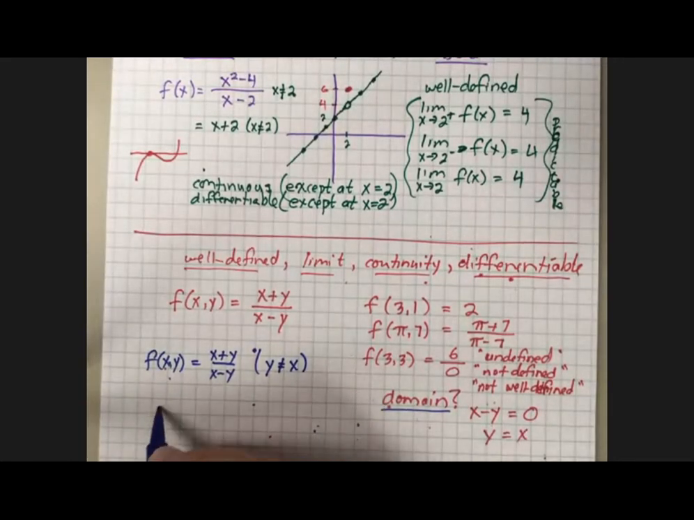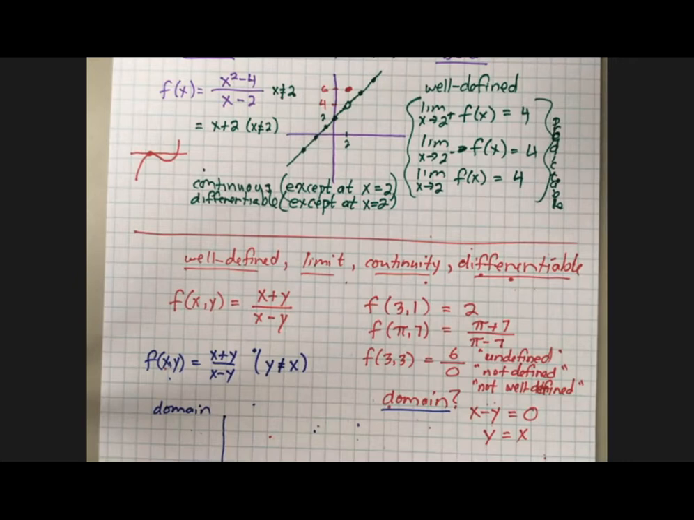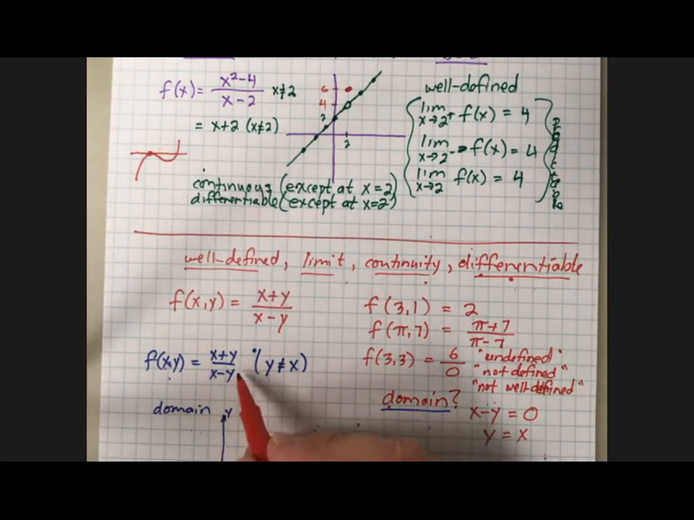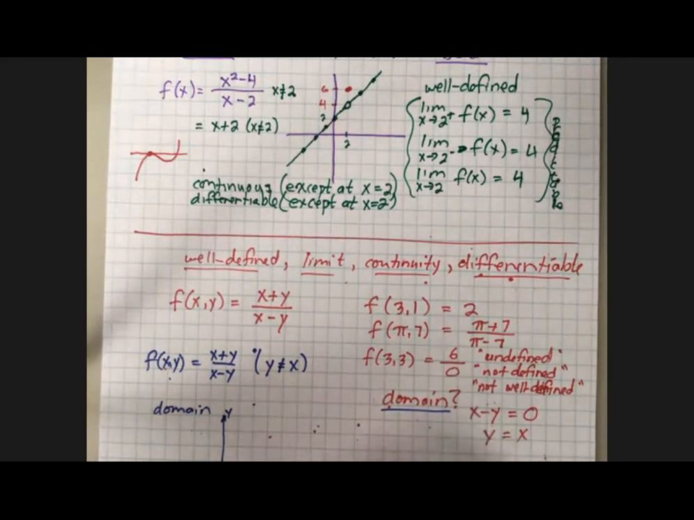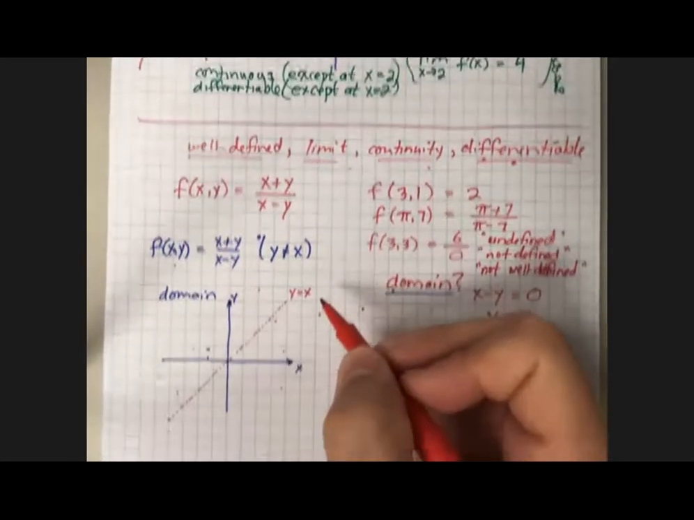And I'll look at the domain of this function, the domain of this function in the xy plane. I can take any point I please in the xy plane and stick it into that function. Now, I'm not doing a three-dimensional drawing, I'm doing a two-dimensional drawing, but there's one line that I can't use. And that's the line y equals x. Sorry, I'll move my paper up.